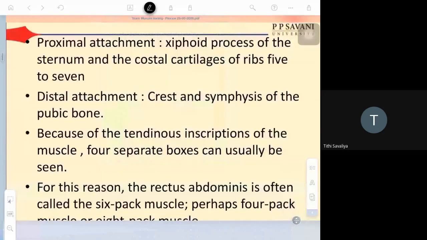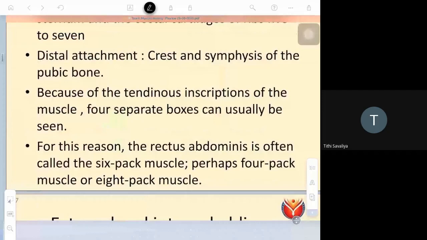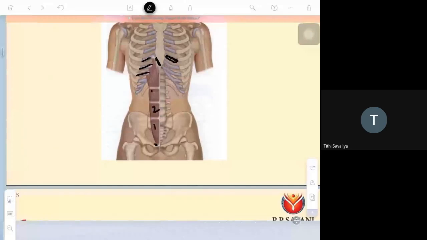Because of the tendinous inscriptions of the muscle, you can see the 4 separate boxes. That is why it is called a six-pack muscle. Normally there are no 6 packs, usually you can find 4 packs. Clear? 1, 2, 3, 4. But usually it is called 6 pack. Normally it should be called either 4 pack or 8 pack on both the sides.